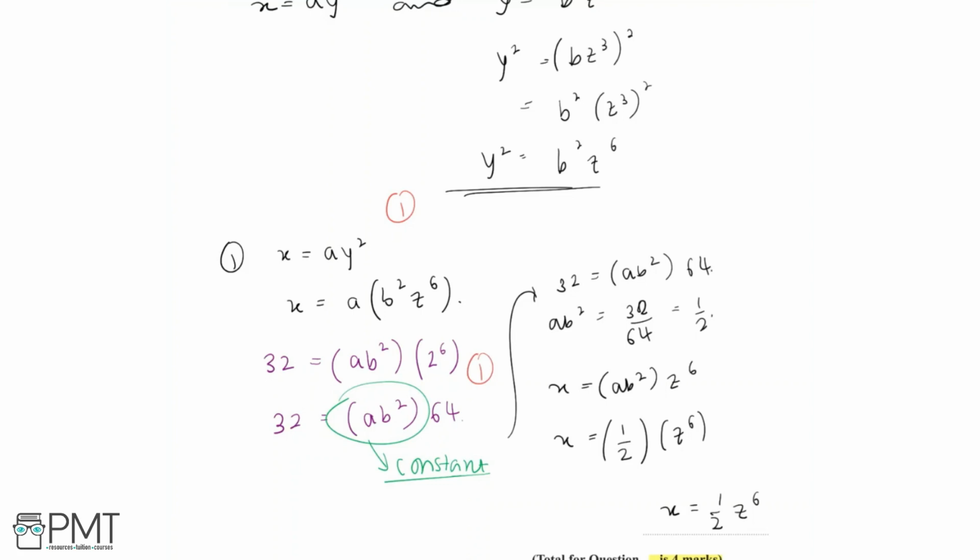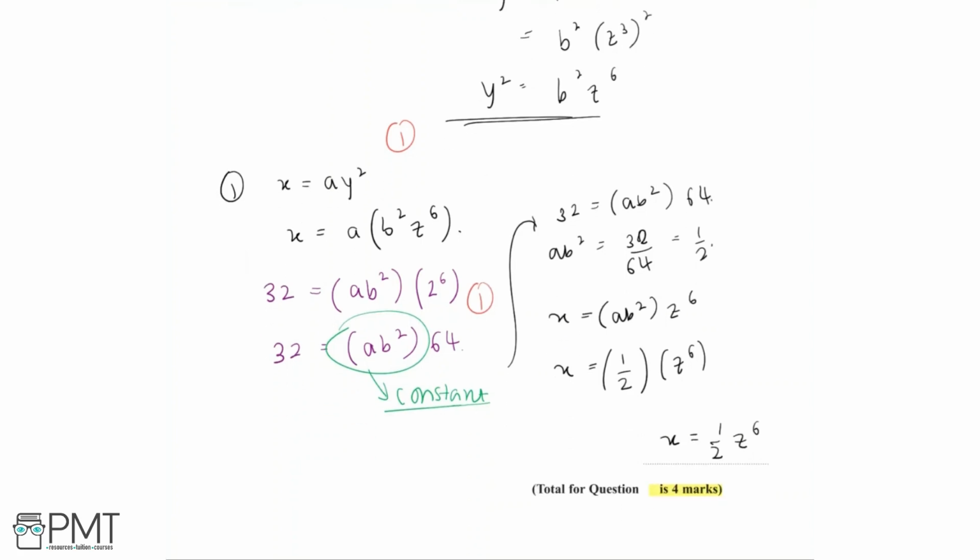And we get the fourth and final mark for finding that this constant is equal to 1/2, and so we can therefore say that x is equal to 1/2 multiplied by z to the power of 6, allowing us to get the full 4 marks needed in this question.